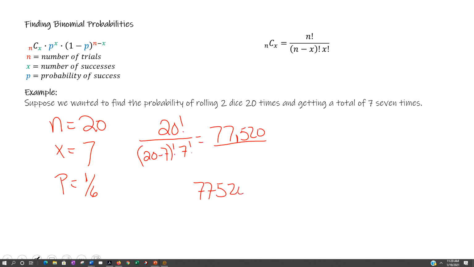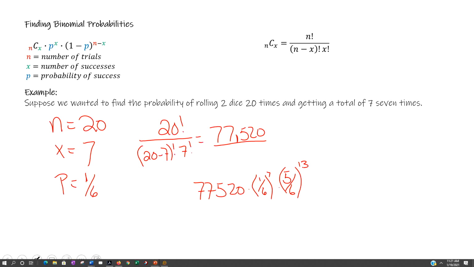77,520. Our next thing is the probability of a success raised to the number of successes. So the probability of a success was 1/6. We're raising that to the 7th power because we're looking for 7 successes. Then that's multiplied by the probability of a failure, which was just 1 minus the probability of a success, or in our instance 5/6, raised to the 13th power because that's the number of failures.